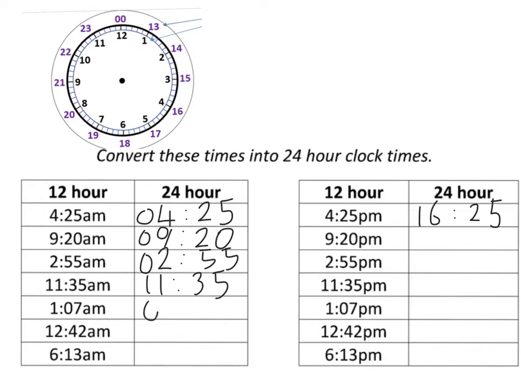1:07 AM, 01:07. 12:42, this is quite a tricky one. So if you think of 1 o'clock in the morning would be 01, so 12:42 is 00:42. 6:13 AM would be 06:13.